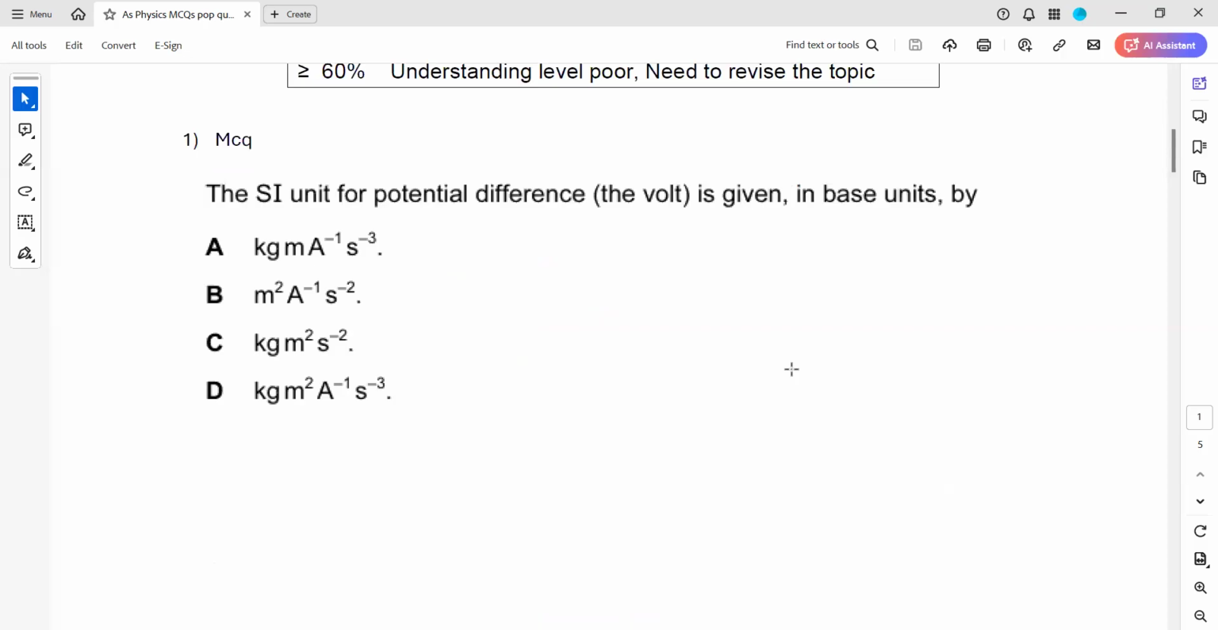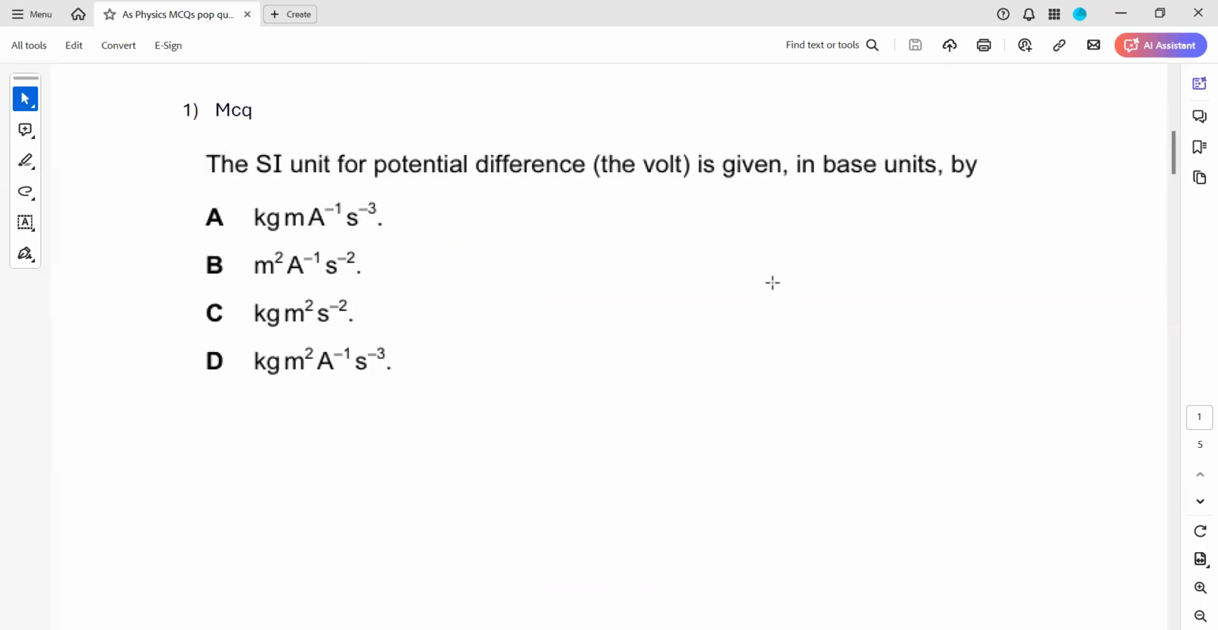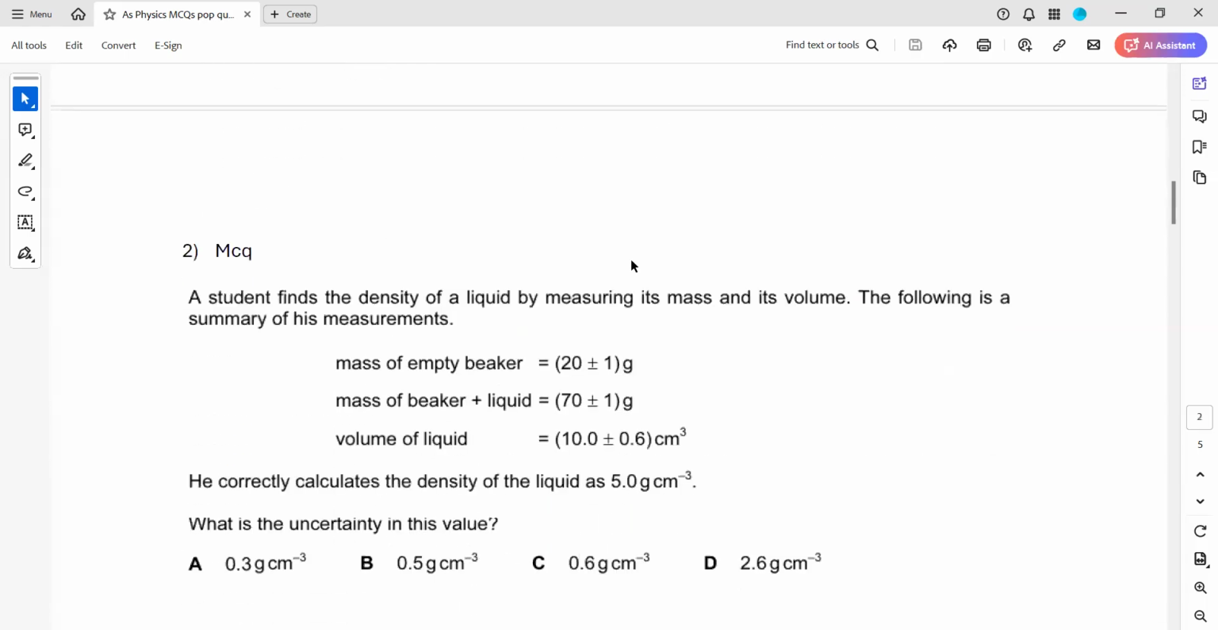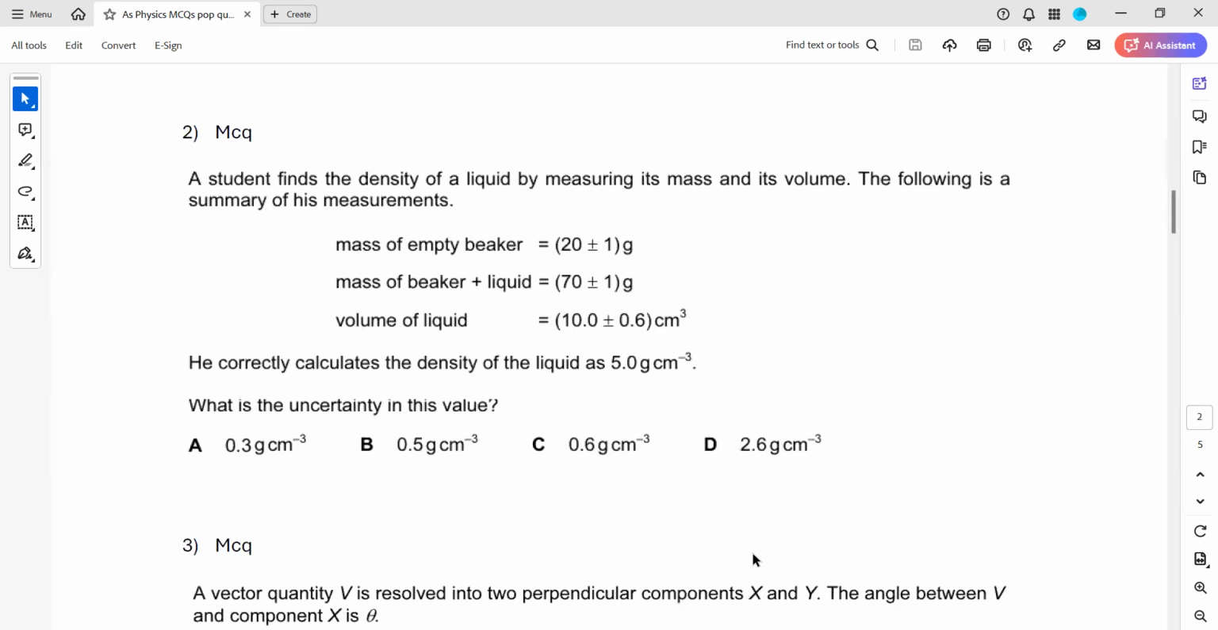Any doubt in question one? If you have, feel free to ask your doubts for any question or a point you have. Unit for potential difference is given in the base unit by. Any doubt in this? No doubt. Question two, any doubt?